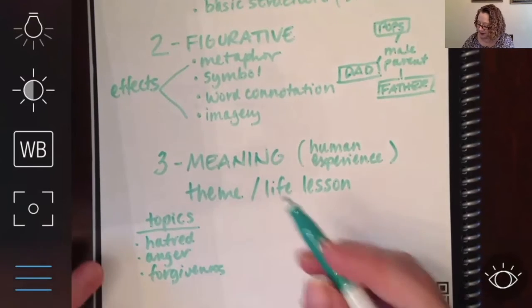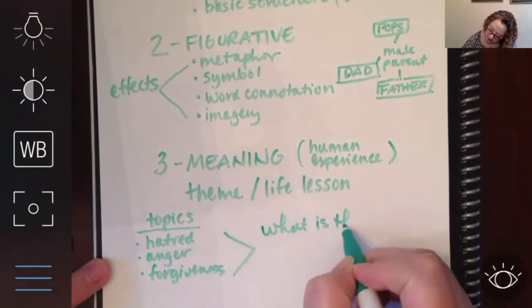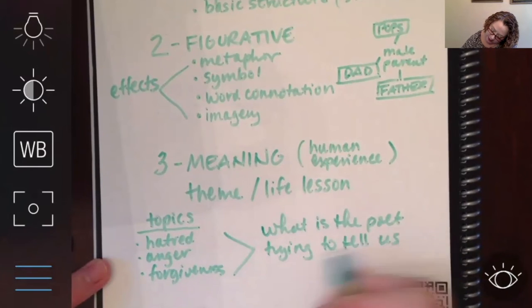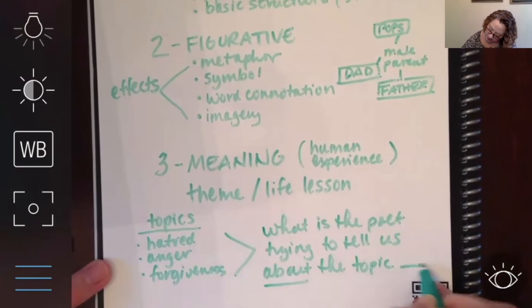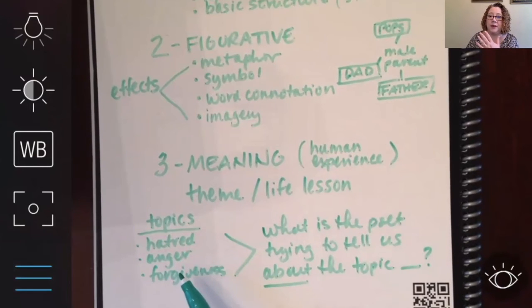And then from the topics, I ask myself this question: what is the poet trying to tell us about the topic? Whatever topic you want. So if I felt like the poem was really heavily about forgiveness, and the other things are there, but the most prominent topic is forgiveness, then I would ask myself, what is the poet trying to tell us or teach us about forgiveness? My answer to that question is the theme.